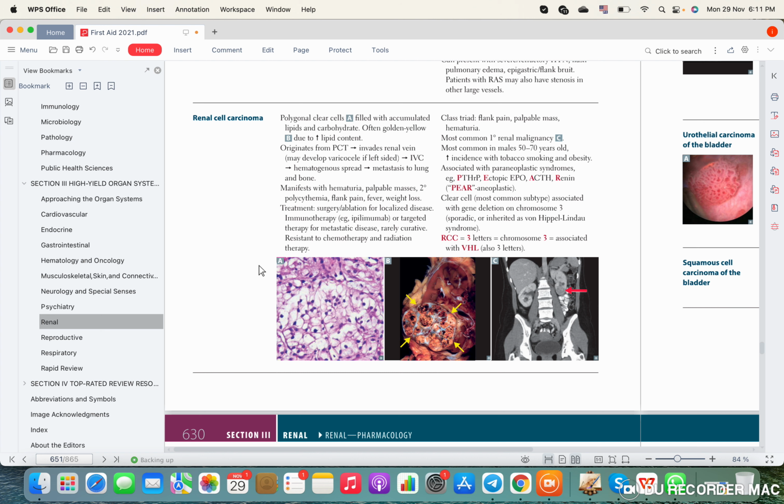Okay, good. Now we are going to speak about renal cell carcinoma. This cancer is super important. Why is it important? Because of something called paraneoplastic syndrome that we'll speak about in a moment. Do not worry about it now.